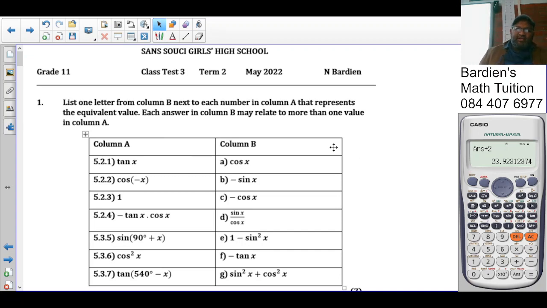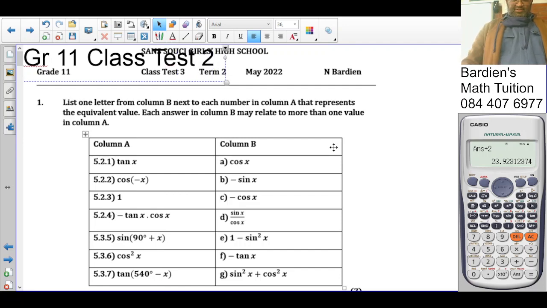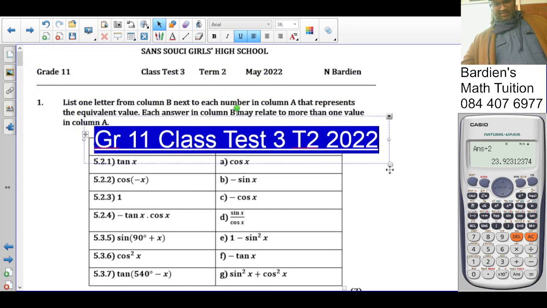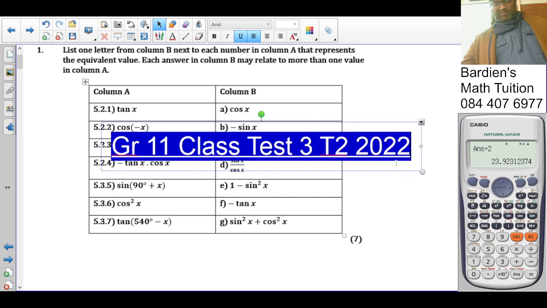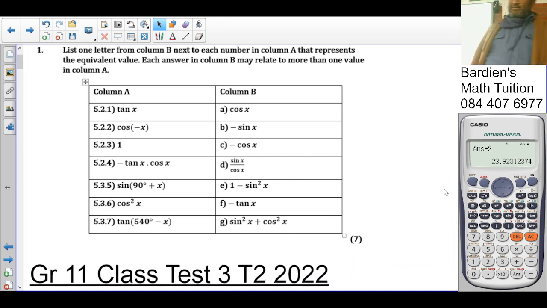Right, this was a class test 3, term 2, May 2022. Raad 11. Klas toets. Drieër. Kwartaal 2. Die jaar 2022. Waar is hy? Ms. Watson will be proud of me now, ne? The Afrikaans teacher, what's her name? Yes. Right, hier gaat ons.